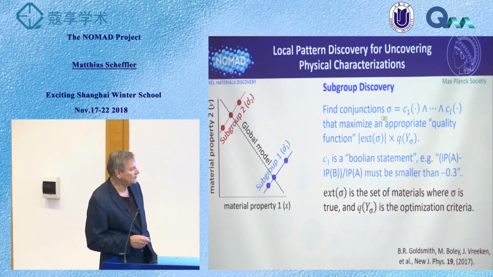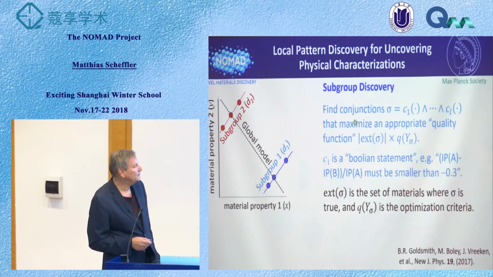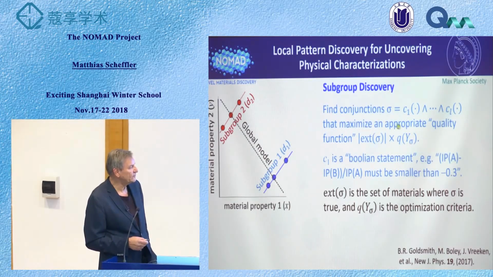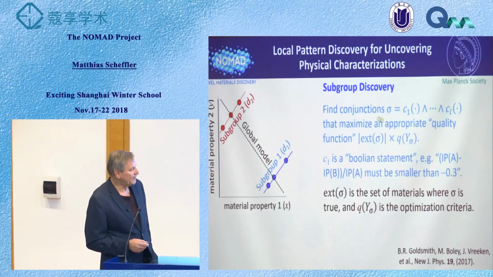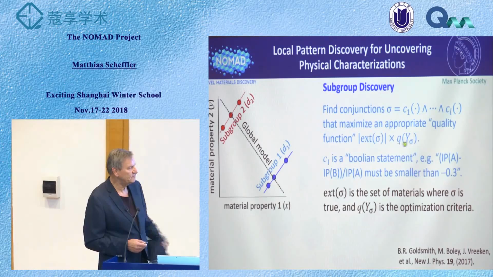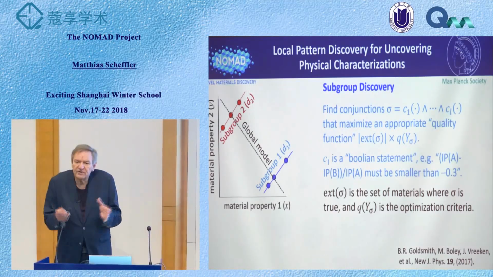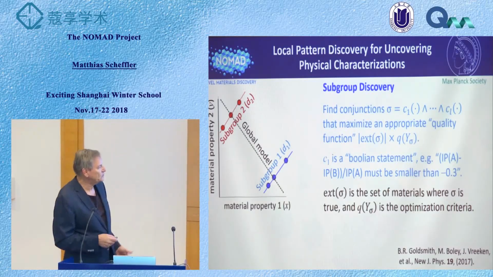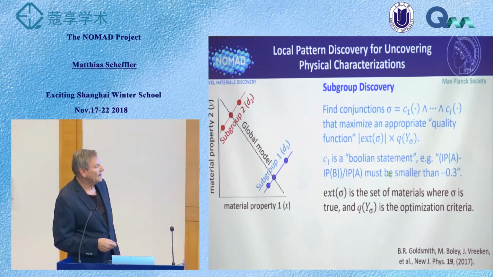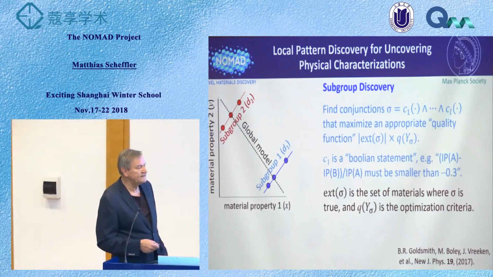So you find conjunctions as a sum of several conditions, C1 and C up to whatever you want. And then we ask, are these conjunctions good to maximize a quality function? That means extension of the subgroup, making the subgroup as big as possible, and optimizing the quantity, for example, the band gap which we want to optimize. So are there systems where there are conditions which have these properties? And the Cs are Boolean statements which are simple to calculate. For example, ionization potentials. Is there a condition that the ionization potential of atom A and the ionization potential of atom B, in some type of adding or subtracting, is helping us to identify a subgroup?